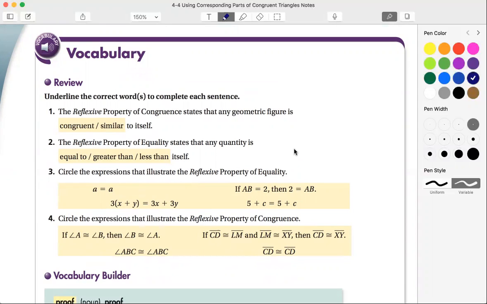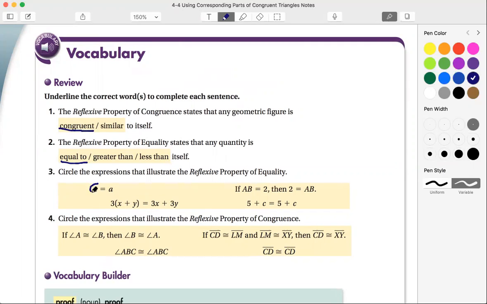So number 1, the reflexive property of congruence states that any geometric figure is congruent to itself. The reflexive property of equality states that any quantity is equal to itself. Circle the expressions to illustrate the reflexive property of equality.